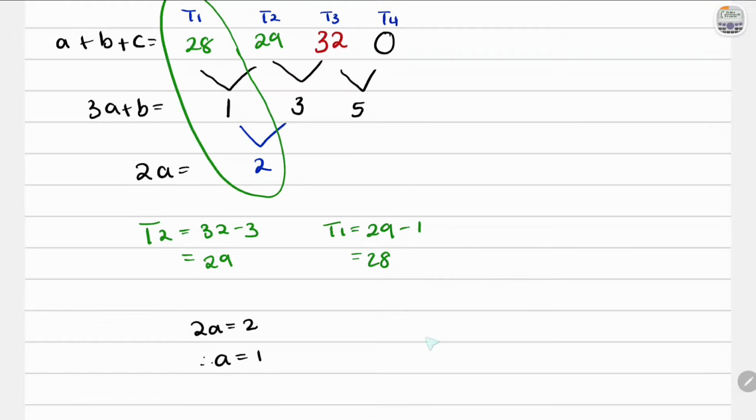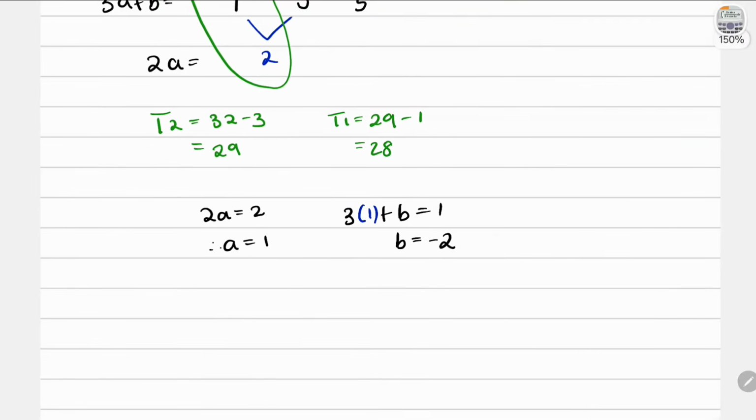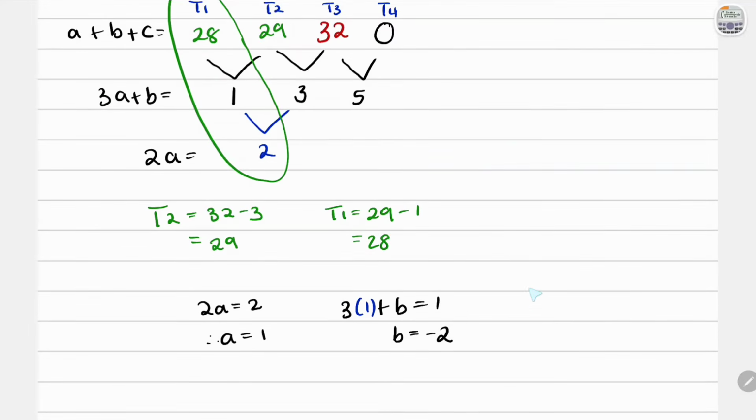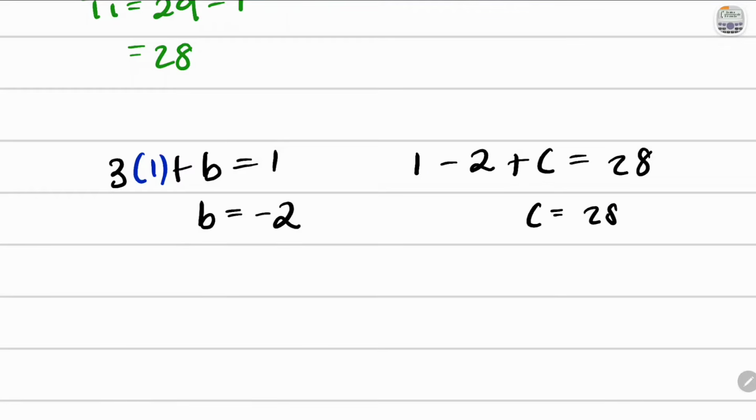And now that we have a, 3a plus b is equal to 1, but we already know a is 1. So we have 3 times 1 is 3. Take it over, it's minus 3. So b is actually negative 2. And then c, we have a and b. So a, which is 1, plus b, which is negative 2, plus c is equal to 28. Solve here: c is equal to 28, and then 1 minus 2 is negative 1. If you take negative 1 over, it becomes positive 1. So that's 28 plus 1, which is 29.